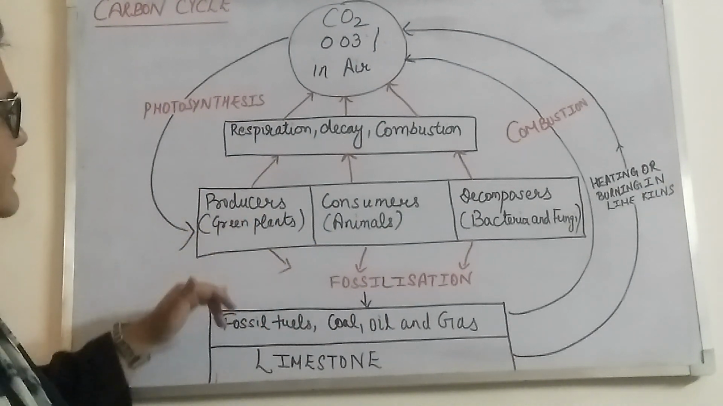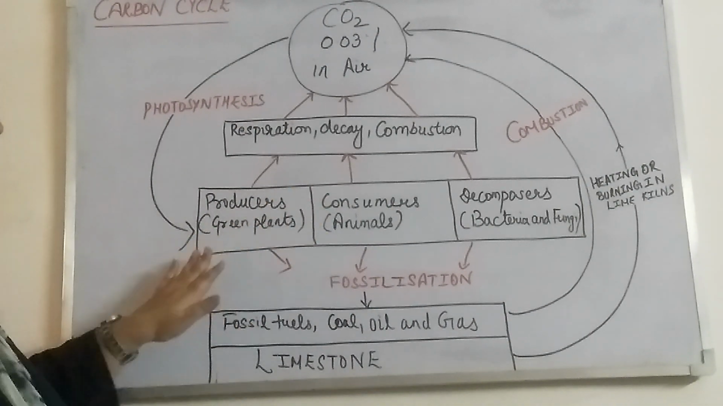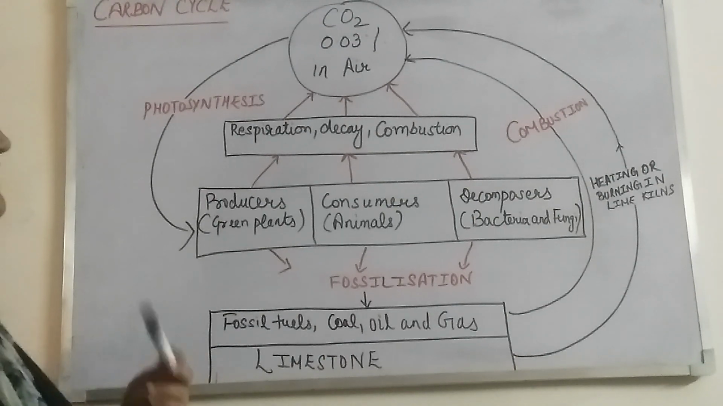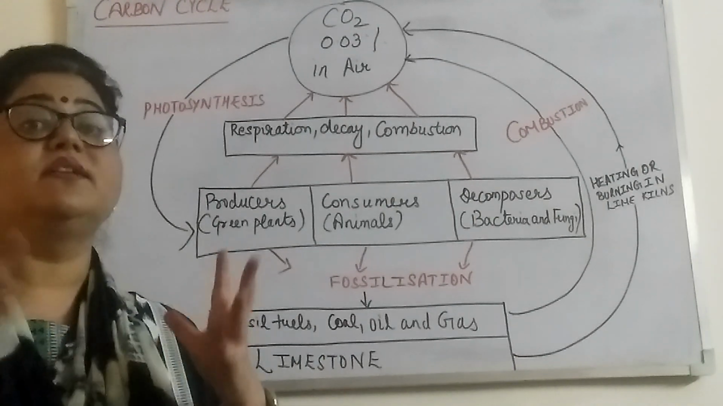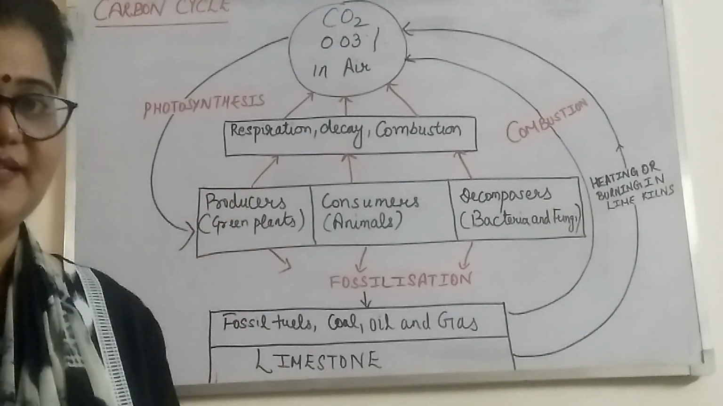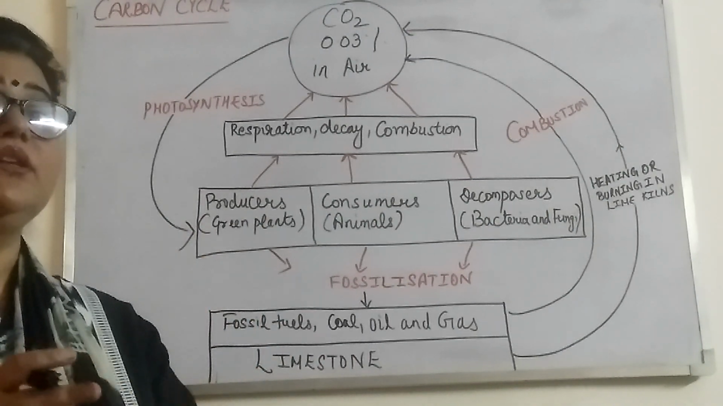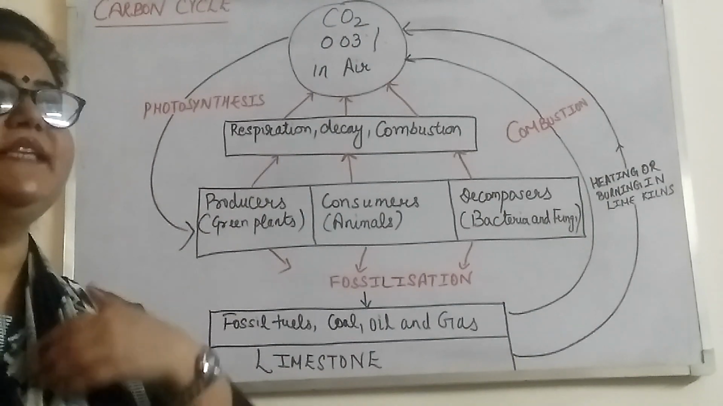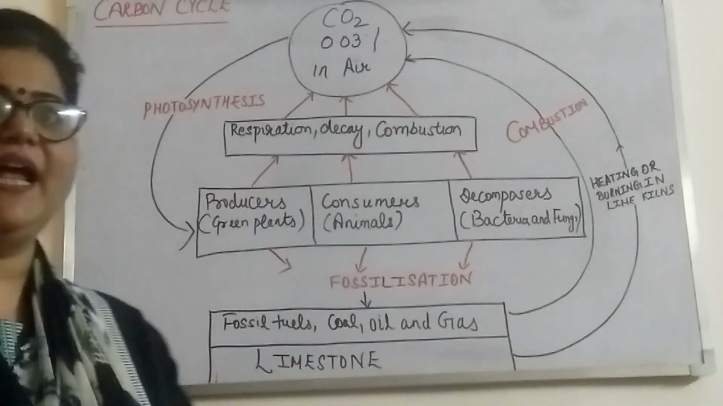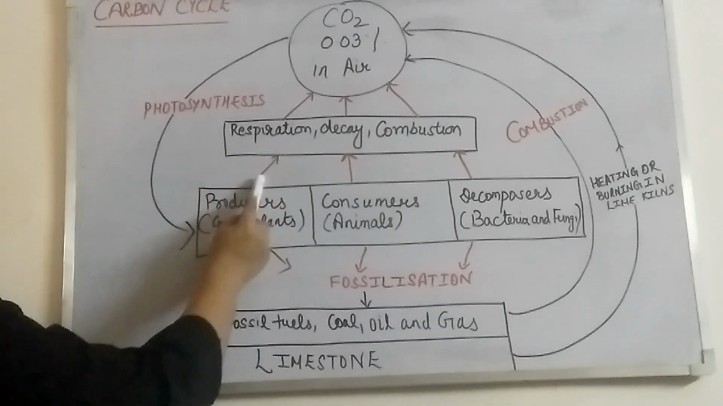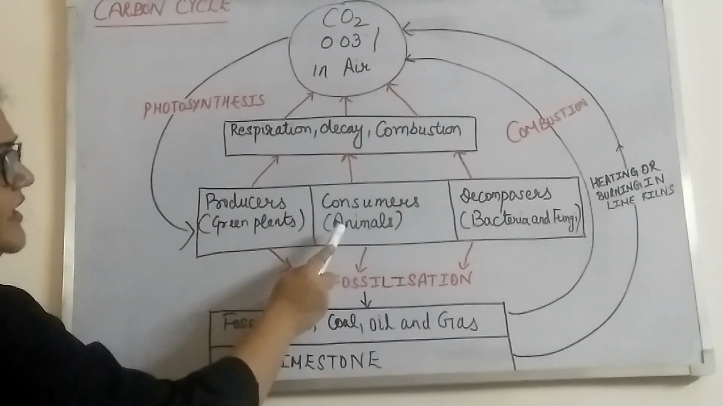Now, what happens after this? Producers and consumers, in the process of respiration, both green plants and animals, what do they do? They oxidize those carbohydrates. When they oxidize those carbohydrates, in order to get energy, they release carbon dioxide into the atmosphere. In which process? In the respiration process. That's why there are these two arrows, producers and consumers.